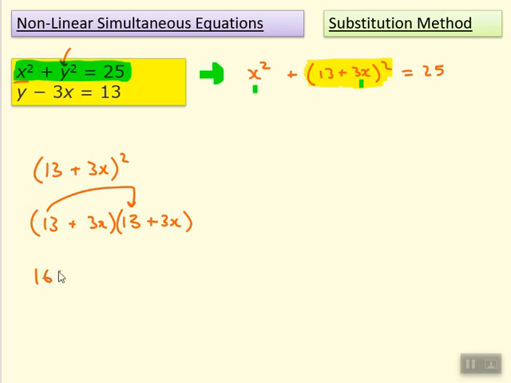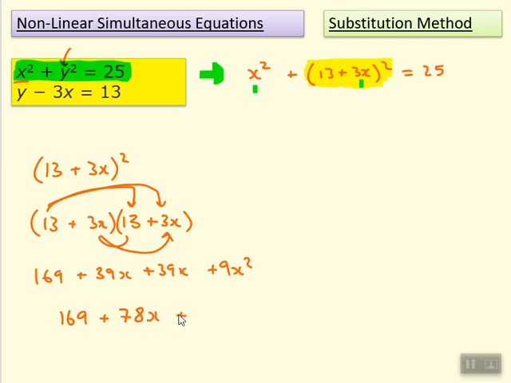So that's 169. That times that is 39x. That times that is 39x. And that times that is 9x squared. I'm going to simplify that as well. So those two in the middle give me 78x. So 169 add 78x plus 9x squared. Okay, so that double bracket expands to that.